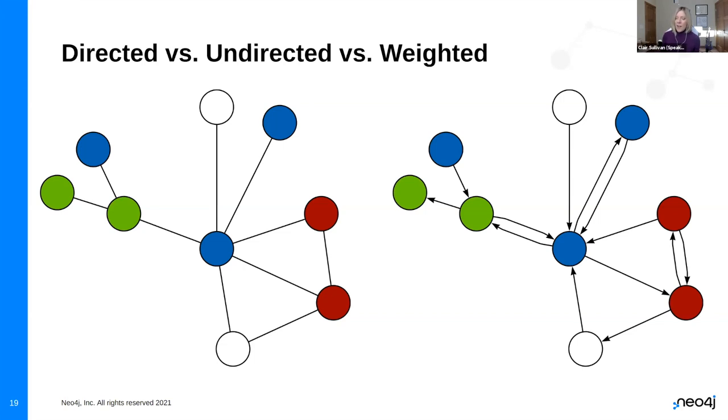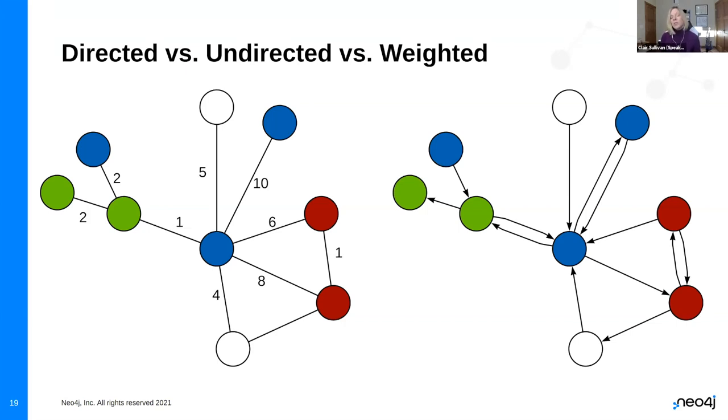Now here we've changed to a directed graph, where we don't have to have two people friended together like Facebook. Twitter is more of an example of this. I can follow somebody on Twitter, but they don't have to follow me back. Okay. Now, we also can add in this concept called a weighted graph.